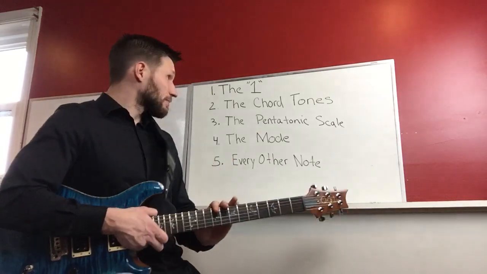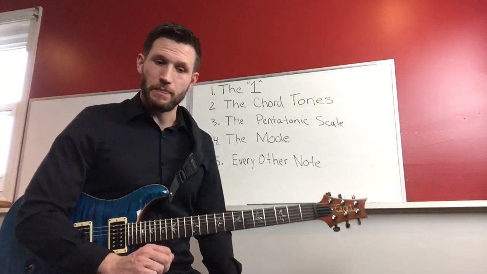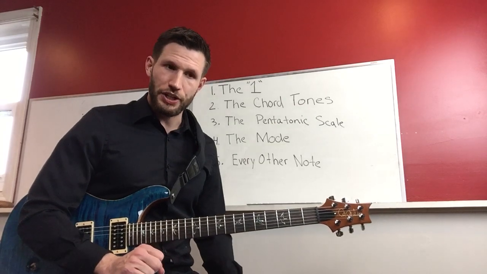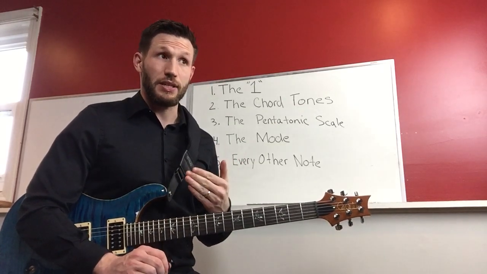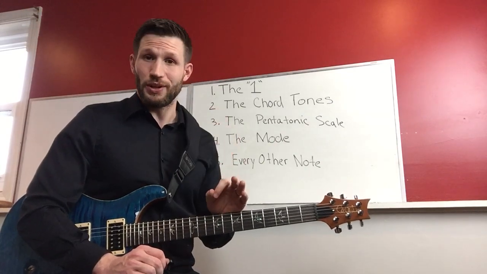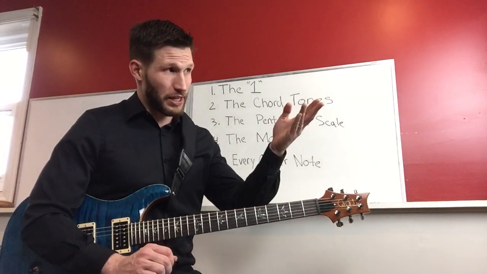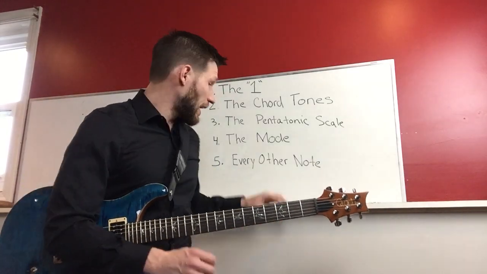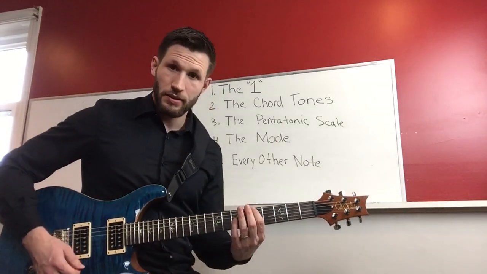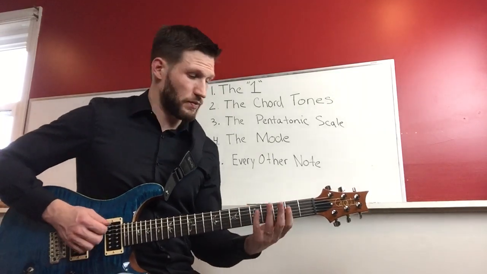Okay, the second level is the chord tones. So what does that mean? If you're playing over a chord progression, you need to know where the notes are for the chord as they go by, and you need to know where the 1 is of each chord, and then you need to see the chord tones. For example, if this was an A minor chord being played, I would first want to know where the A's are, but then I'd also want to see where the other notes of the chord are.